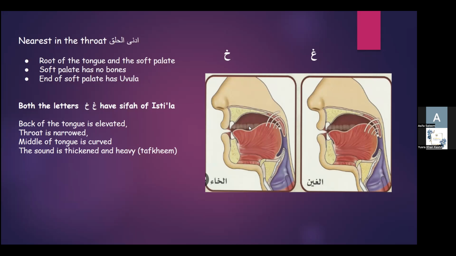full mouth, mufakham, tafkhim, whatever word you can easily understand, and then the sound comes out. So two letters, ghain and kha, will be pronounced heavily.